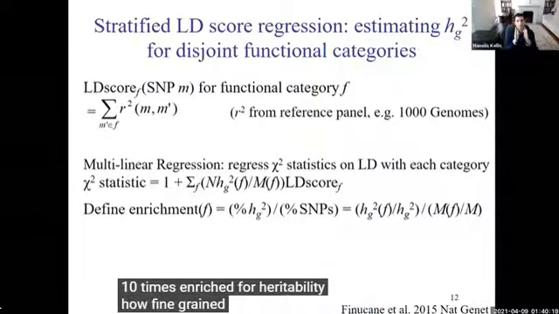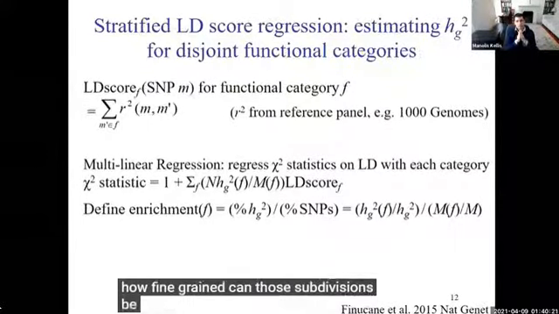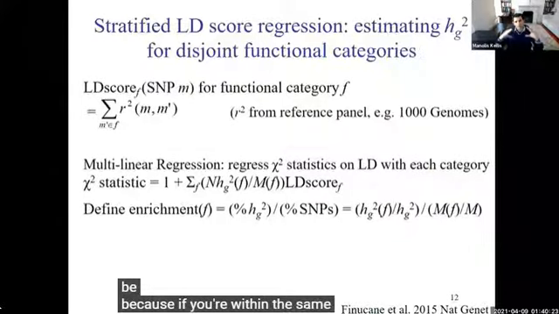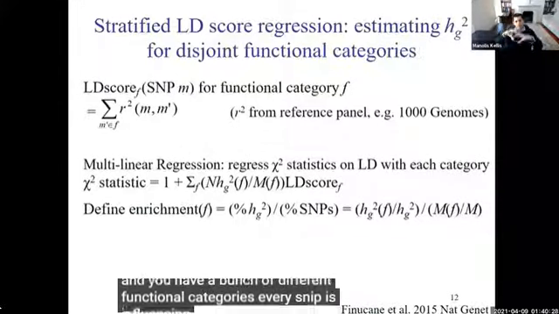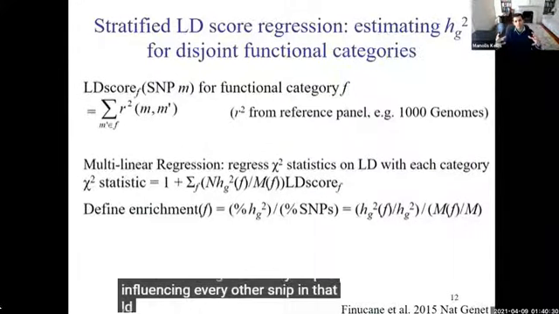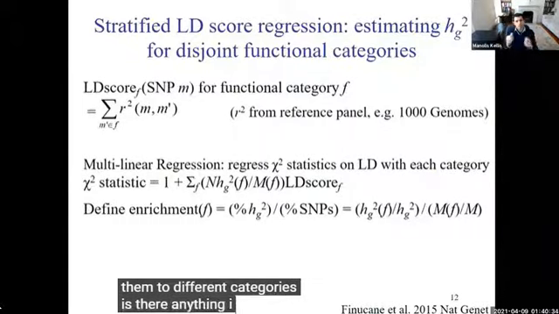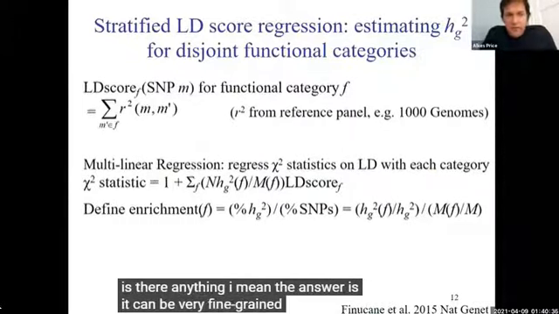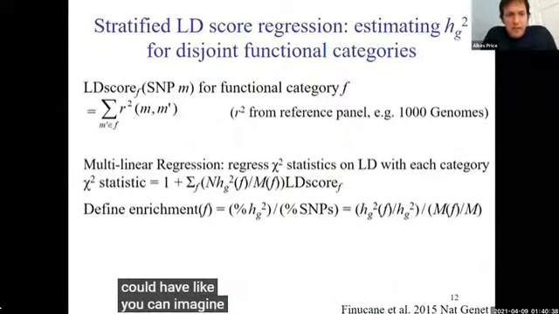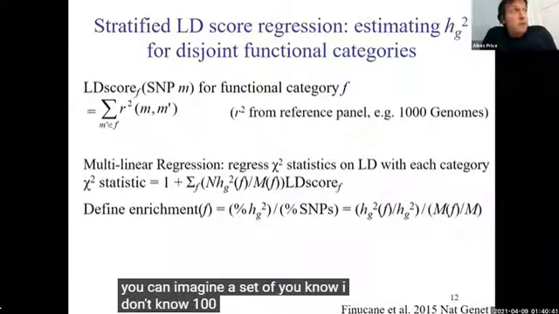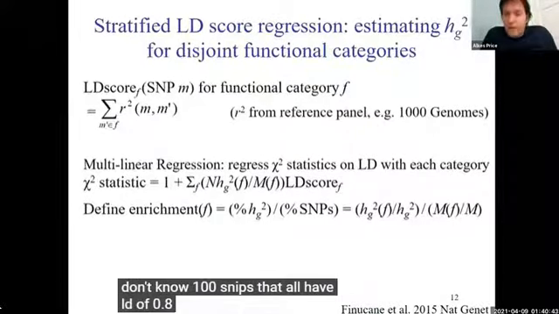How fine-grained can those subdivisions be? Because if you're within the same LD block and you have a bunch of different functional categories, every SNP is influencing every other SNP in that LD block, and yet you're partitioning them into different categories. Is there any limit? I mean, the answer is it can be very fine-grained. You can imagine a set of, I don't know, 100 SNPs that all have LD of 0.8 with each other.